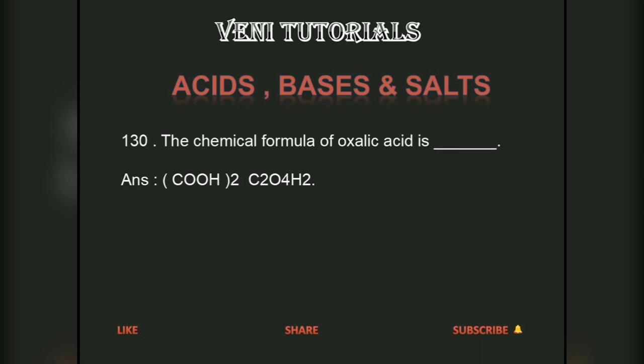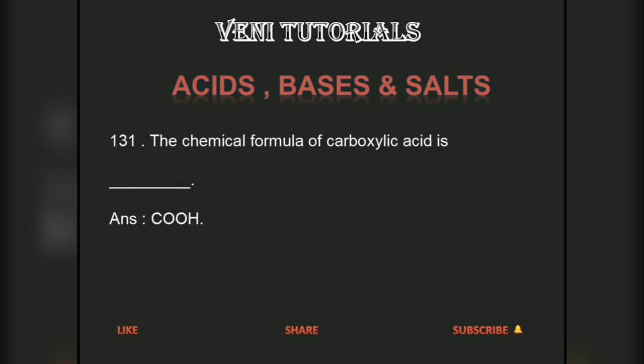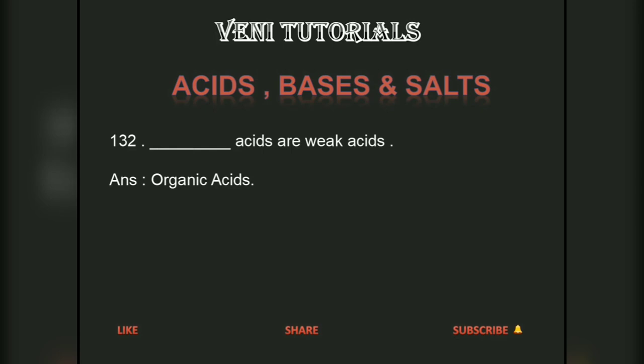The chemical formula of oxalic acid is dash. Answer: COOH twice. The chemical formula of carboxylic acid is dash. Answer: COOH. Dash acids are weak acids. Answer: organic acids. Dash acids are strong acids. Answer: inorganic.